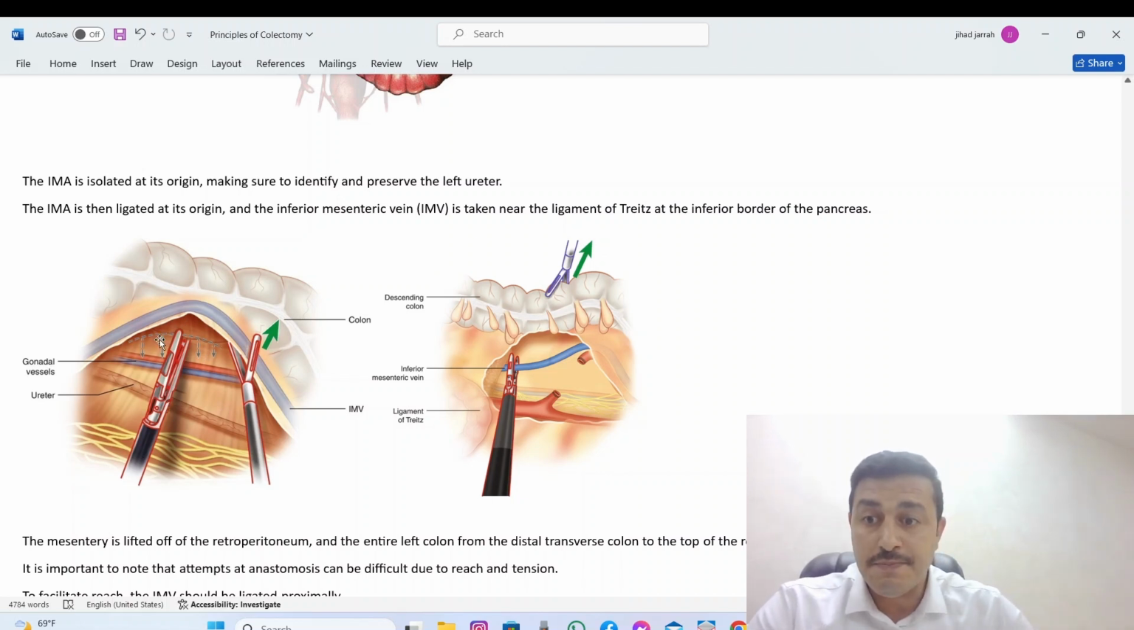or technique. Actually, you can see here the ureter. You have to identify it and avoid injuring it. And we have the gonadal vessels. These are near the descending and sigmoid posteriorly. Okay.